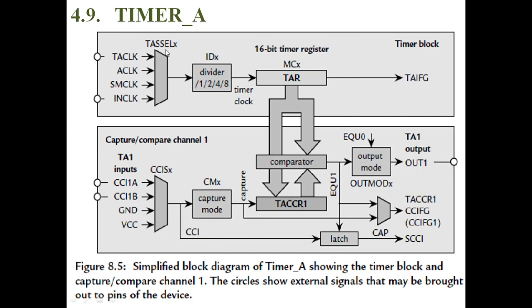So by using the source select, we can select any one of the sources that is given to the input divider. Here we can configure the clock frequency according to our desired requirement, which is loaded into the timer A register. Then it is compared with the value in the timer A capture and compare register.